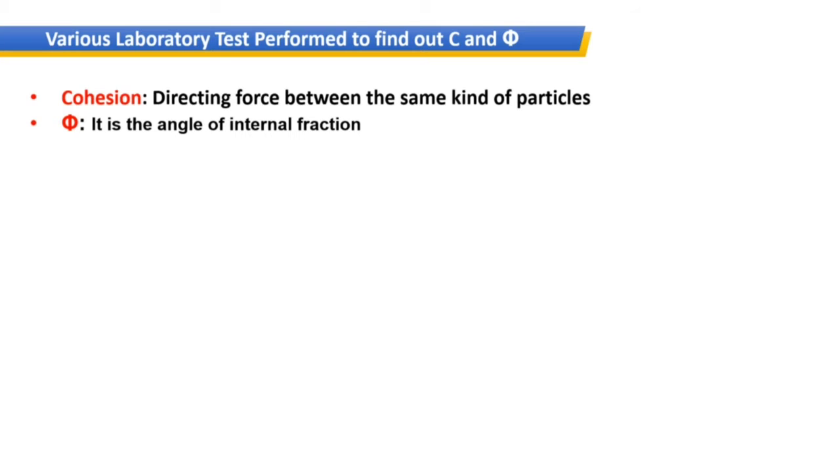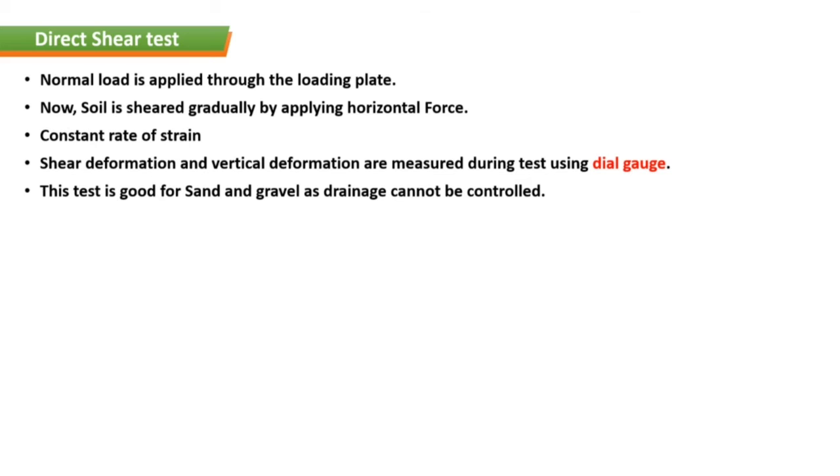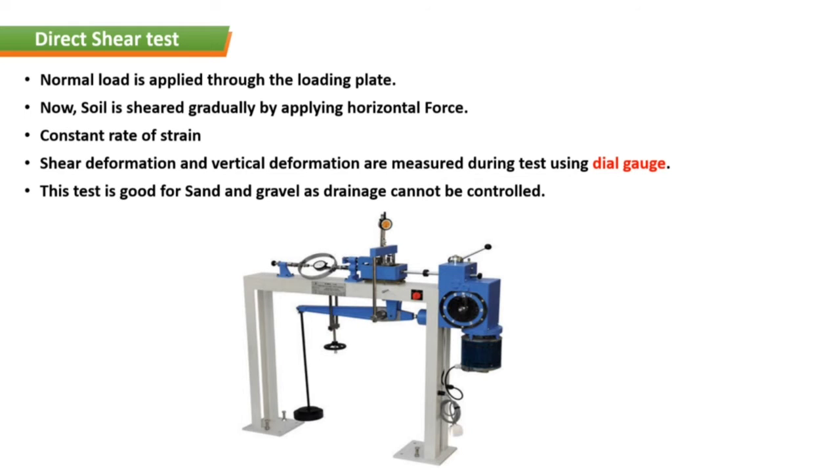So we will find these parameters, which are very important to find the shear stress. Tau is equal to C plus sigma tan phi, as we all know. So C and phi are very important parameters, and we will find them through different kinds of tests. The first test is the direct shear test, in which the normal load is applied.